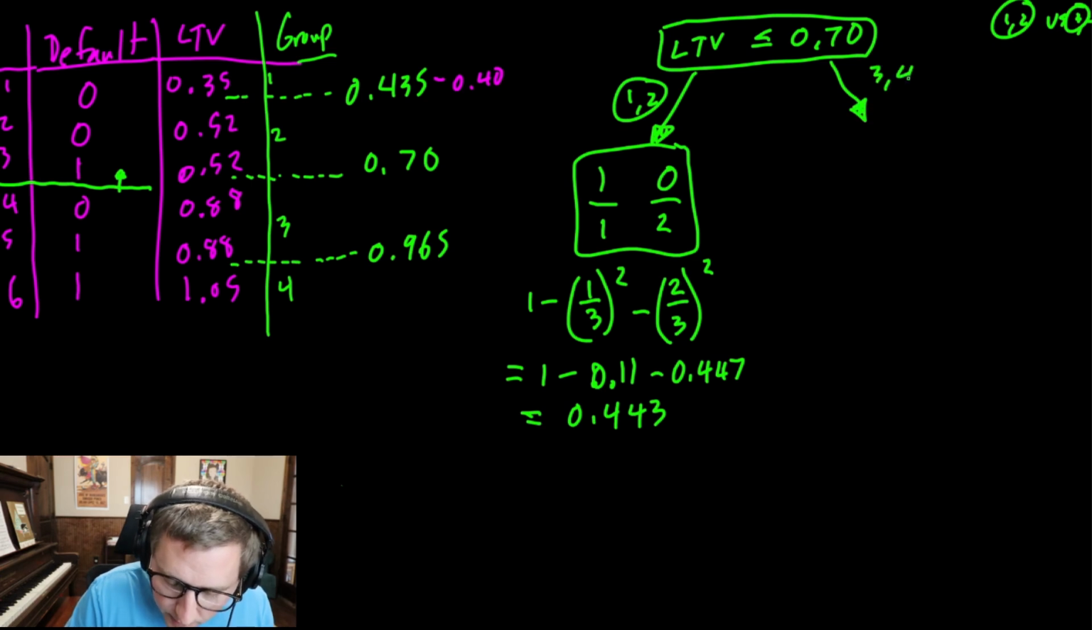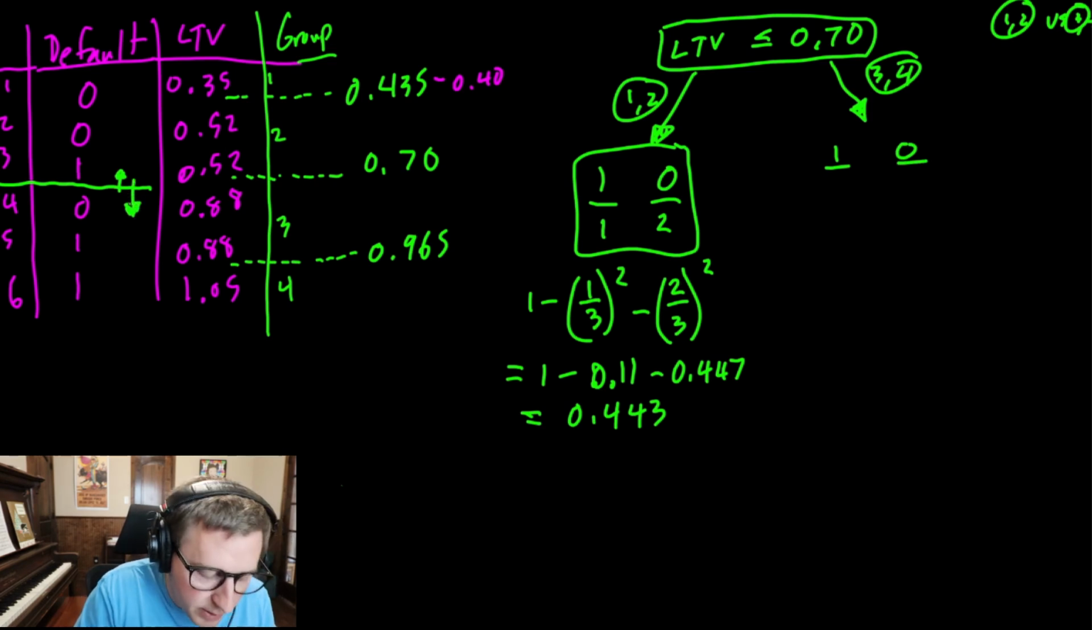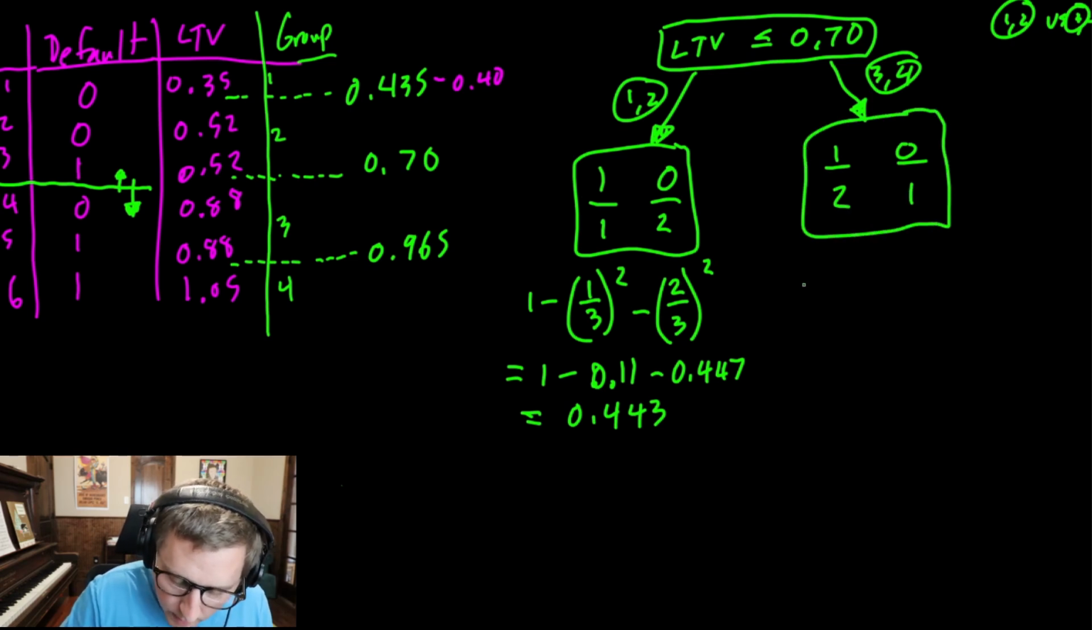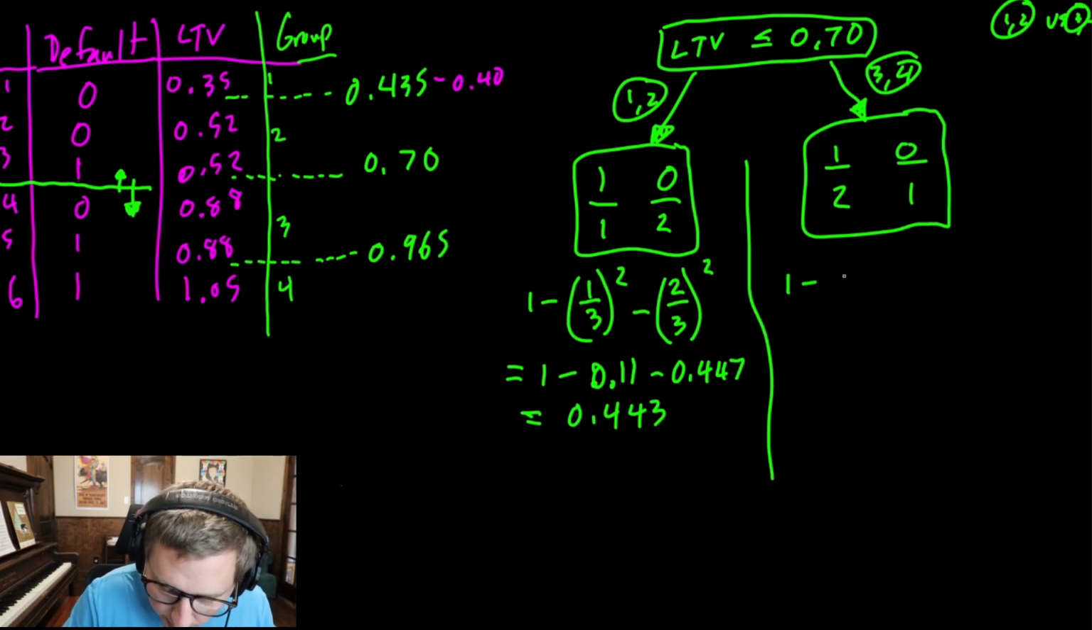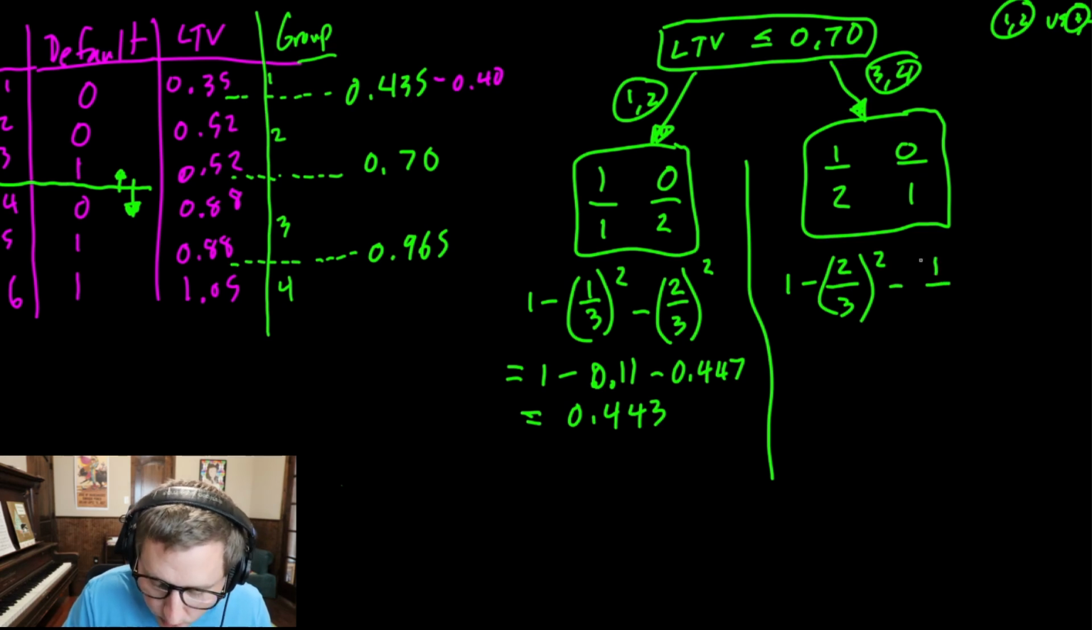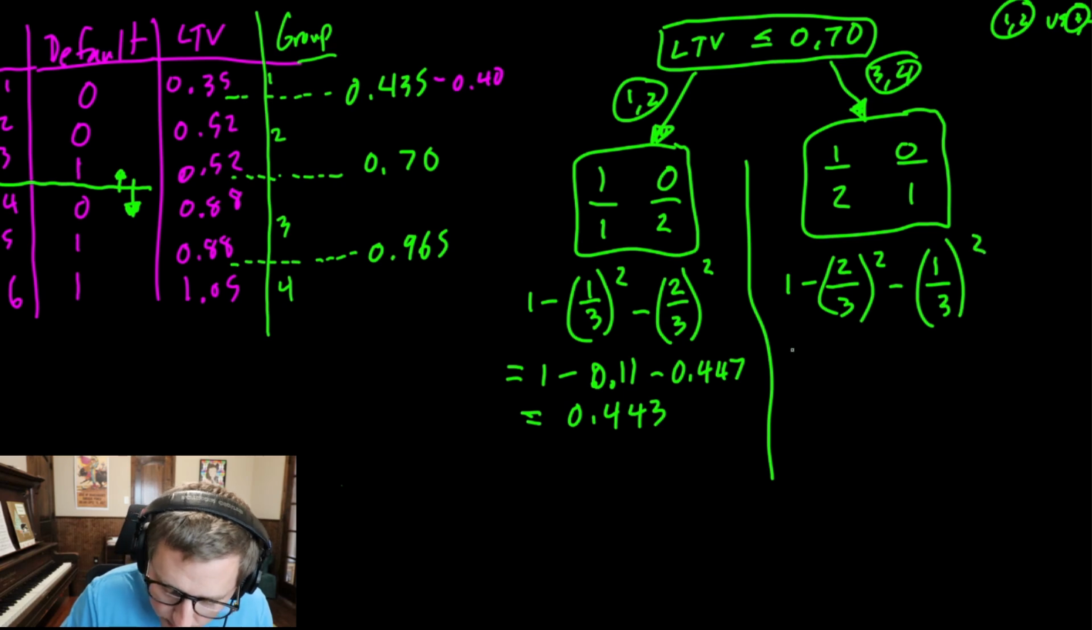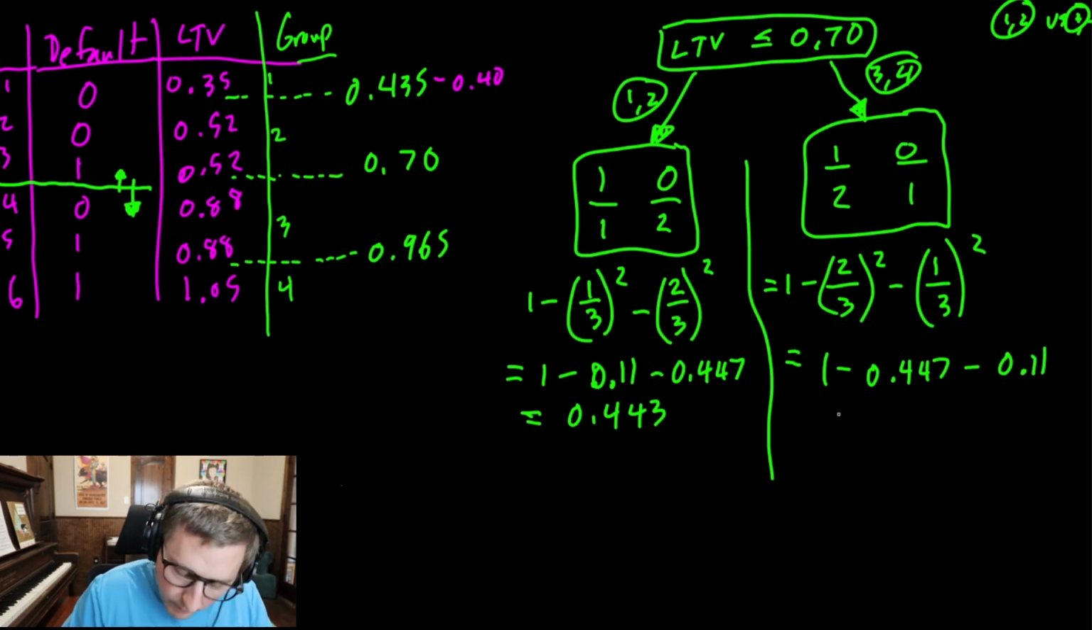And then we're going to do our right side split here. So this is groups 3 and 4. How many ones? How many zeros? So again, how many ones and zeros now on this side? There are 2 ones and 1 zero. So now to do the Gini calculation here, we have 1 minus, again, 2 out of a total of 3 in this leaf, squared, minus 1 divided by, again, the total of 3 in this group, squared. And this is going to be equal to 1 minus 0.447 minus 0.11.